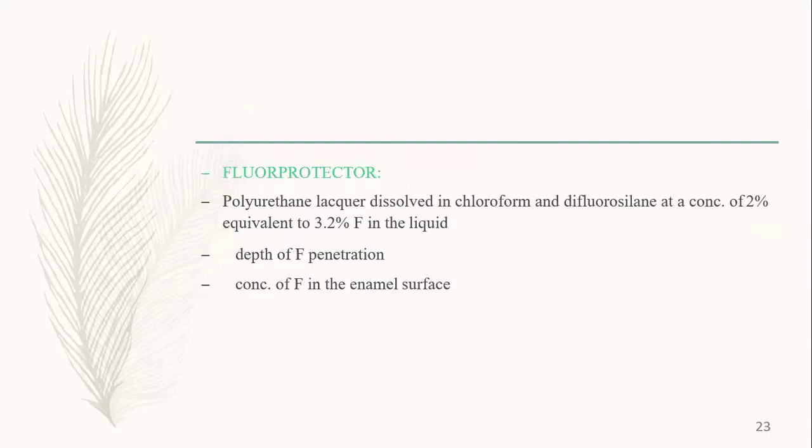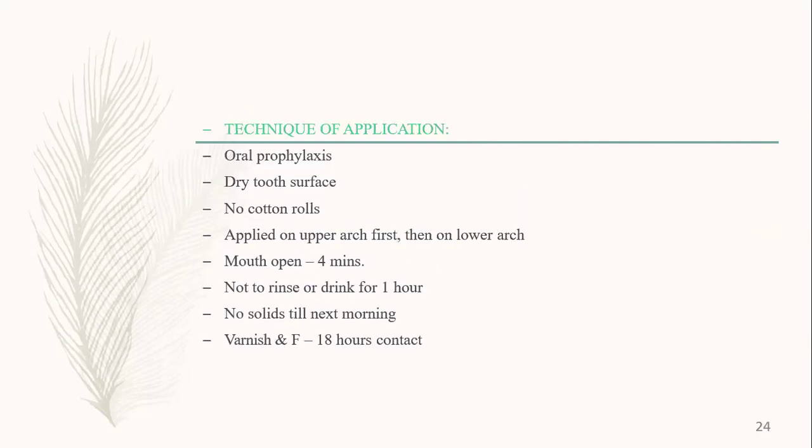Next is Fluor Protector. It is also a fluoride varnish, which uses polyurethane lacquer dissolved in chloroform and difluorosilane at a concentration of 2%, equivalent to 3.2% fluoride in liquid. It has a better depth of penetration and concentration in the enamel surface.